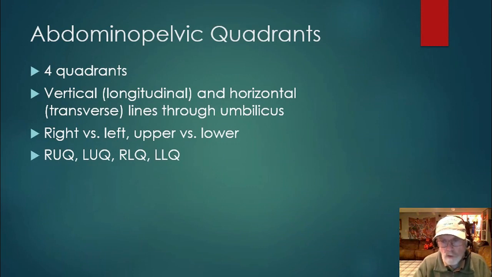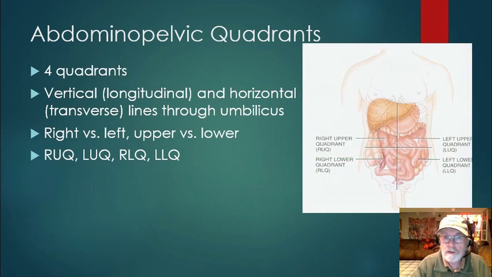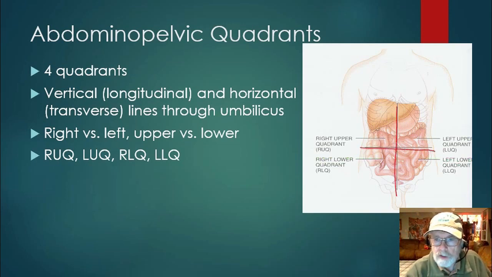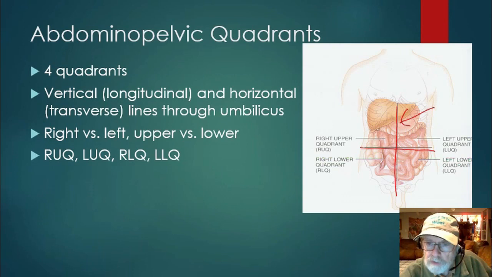One way we could do this is by what we call quadrants. We take the abdomen and divide it into fours. When we divide it into quadrants, we draw a vertical line and a horizontal line. How do we draw those lines? The first line, let's talk about the vertical line first.